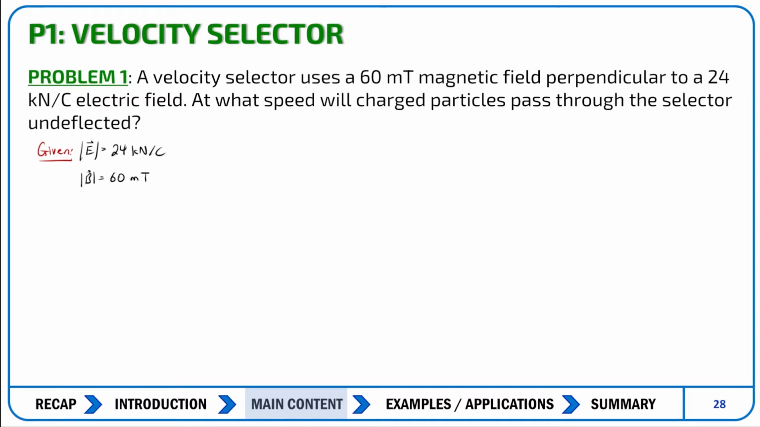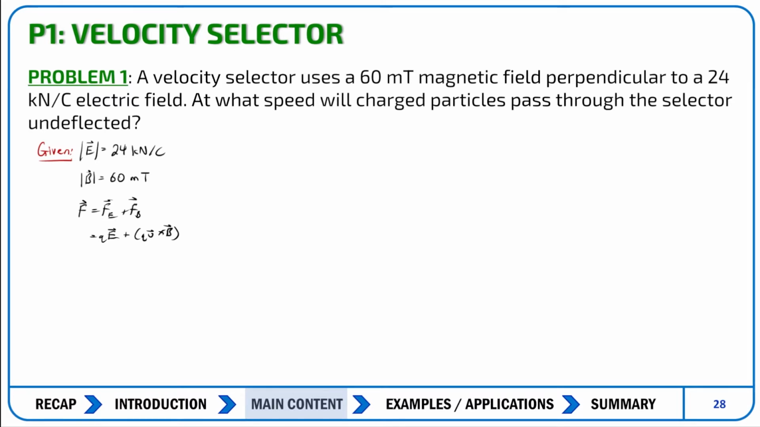Now we have to ask ourselves, is there an equation that can tie these two together? And there was. We know that there were equations for a velocity selector that came from the electromagnetic force. So we know that the electromagnetic force is given as F equals Fe plus Fb, which is equal to QE plus QV crossed with B.